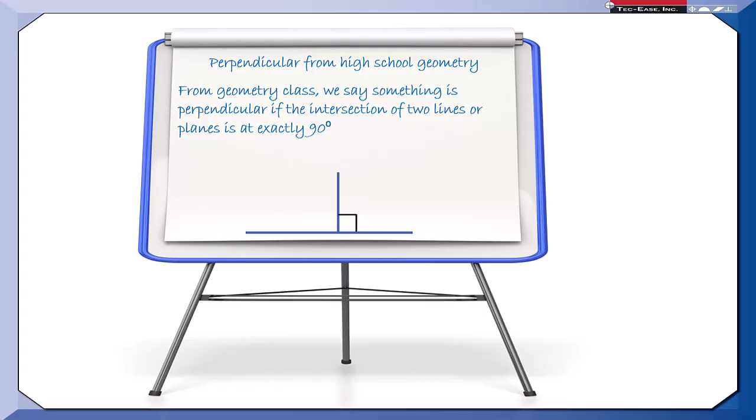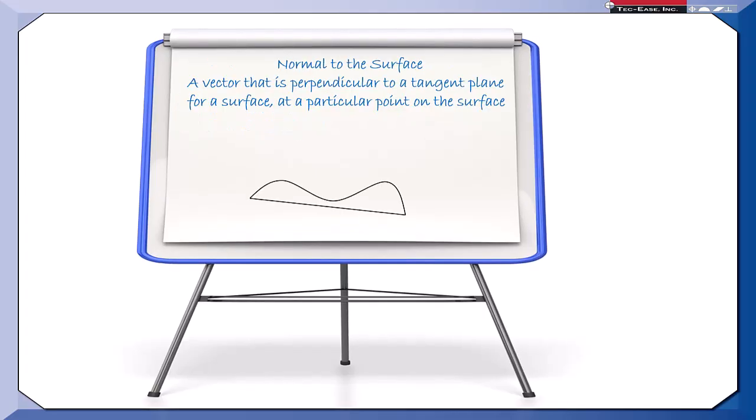So how does that differ with normal to the surface? When something is normal to the surface, it means there is a vector that is 90 degrees to a tangent plane for the surface at that specific point. You can see from our curved surface that we don't have lines or planes that intersect at exactly 90 degrees, but rather different vectors that are 90 degrees to the surface at any given point.